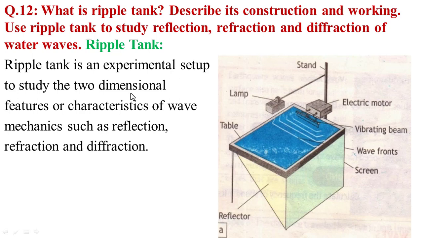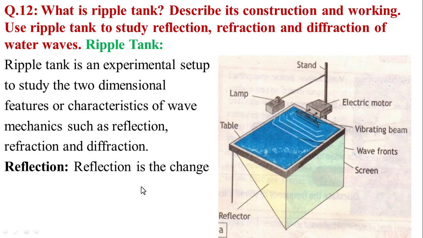So in simple words we can say that a ripple tank is an experimental setup for the study of two-dimensional characteristics of wave mechanisms, such as reflection, refraction, or diffraction. So, we can explain more about reflection.